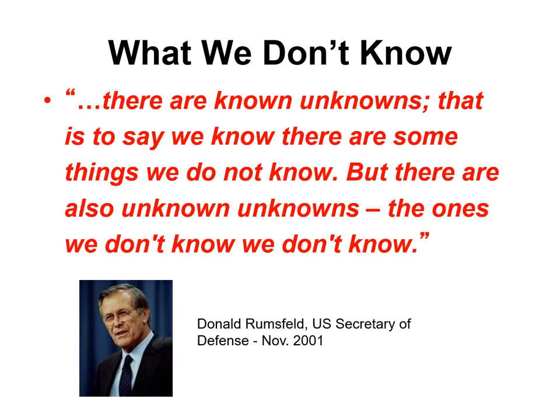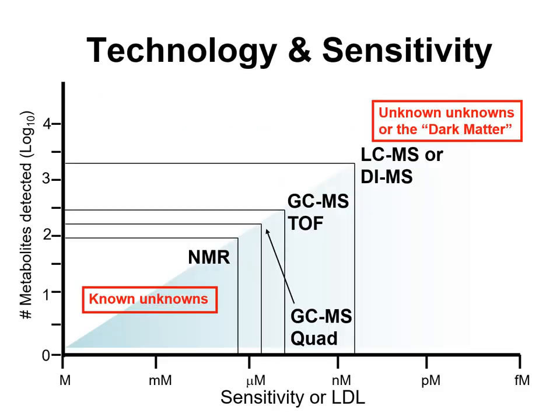His quote is famous for a few things, but in particular, he mentions this: there are known unknowns, that is to say, we know there are some things we do not know, but there are also unknown unknowns, the ones we don't know that we don't know. This is a very telling quote because it's actually been a term or set of terms that we use frequently now in metabolomics to talk about the unknowns that we often have to deal with.